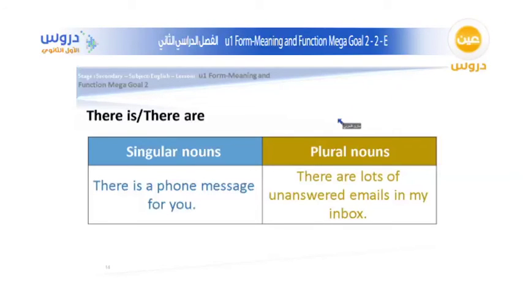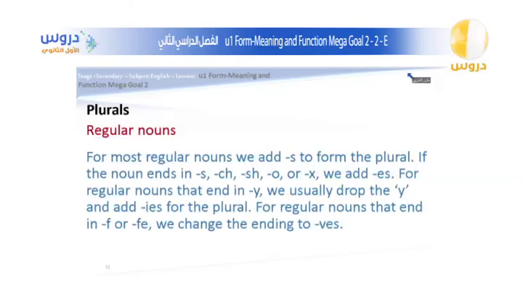Now we'll move to the other sections of our lesson, which is regarding singular nouns and plural nouns. With singular nouns, of course, we use there is, and with plural nouns we use there are. For example, "There is a phone message, one message for you." This is why we use there is. And for plural, "There are lots of unanswered emails in my inbox." So with plural nouns we use there are, and with the singular one we use there is.